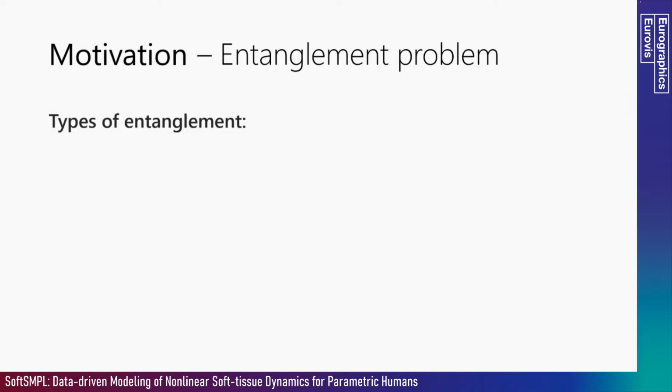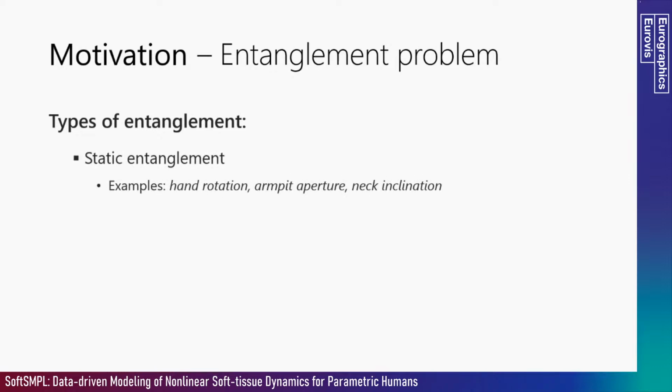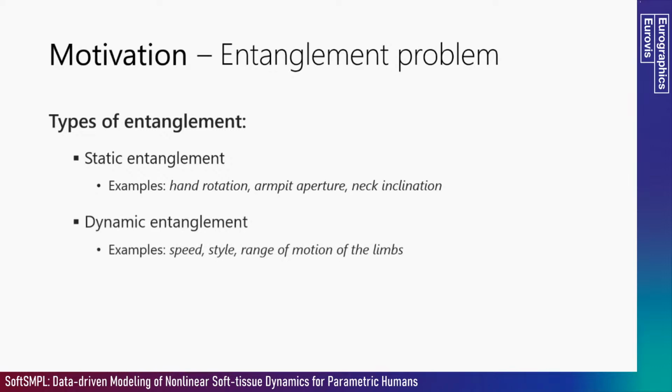To do so, it is useful to make a distinction between two types of entanglement. Static entanglement refers to subject-specific features present in individual poses. Some examples that we've observed are the rotation of the hands, the aperture of the armpits, and even the inclination of the neck, which are unique to each training subject and quite consistent across frames. Meanwhile, dynamic entanglement is related to the way each subject performs a motion, like the speed, the style, or the range of motion of the limbs.